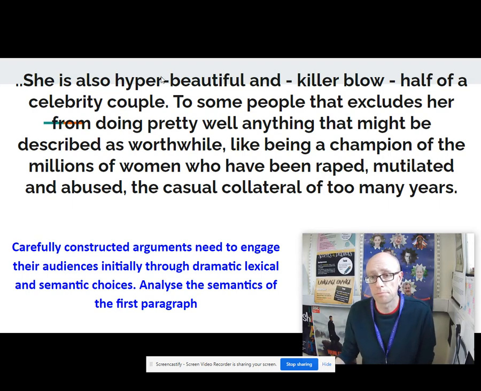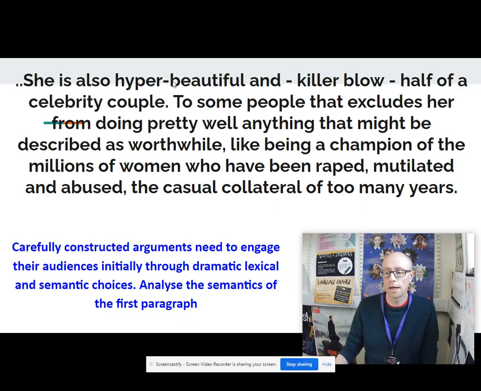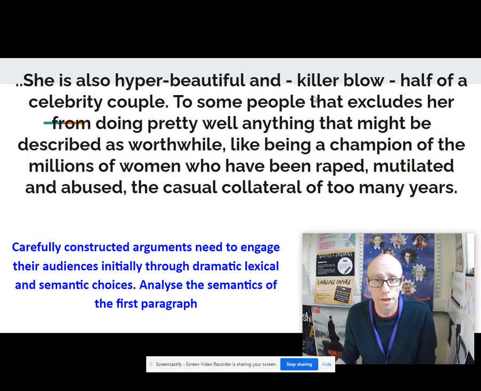In the first line of the first sentence, we've got an interesting use of a post-modifying adjective, hyper beautiful. This represents the lexical creation of affixing. So we've got the post-modifying adjective beautiful that's being affixed with hyper to give that sense of something dramatic and sensational. And that is allied to an equally dramatic use of this idiomatic collocation, killer blow, as well.